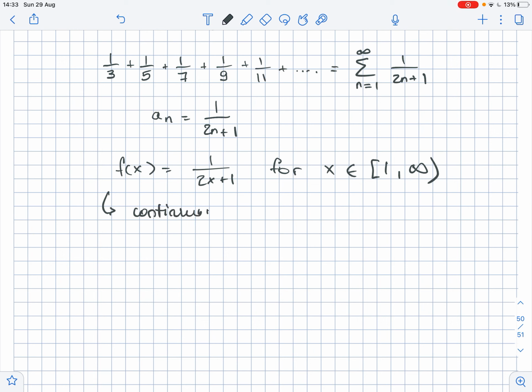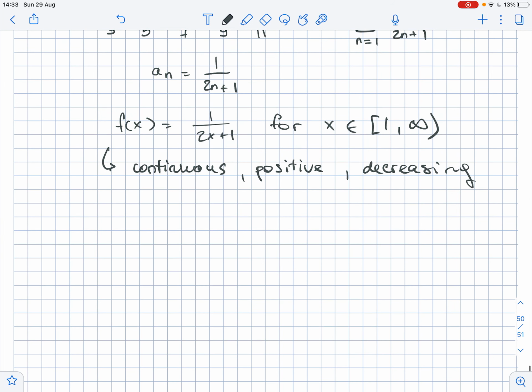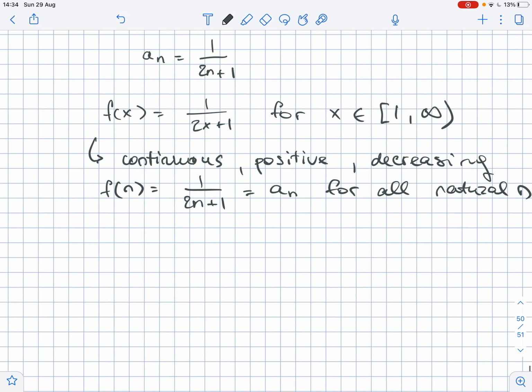So that means, let me write it down. Here we have that it's continuous, positive, and decreasing. And f of n equals 1 over 2n plus 1, so it equals a of n for all natural n. Well, so that means that the integral test can be applied for f of x and a n.